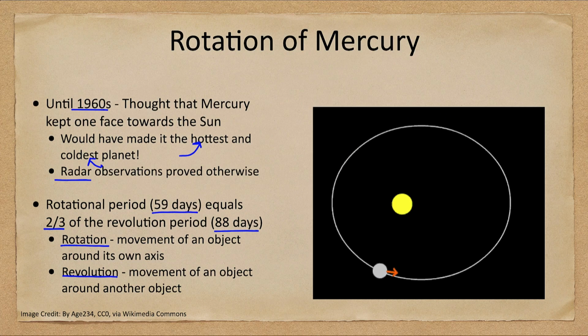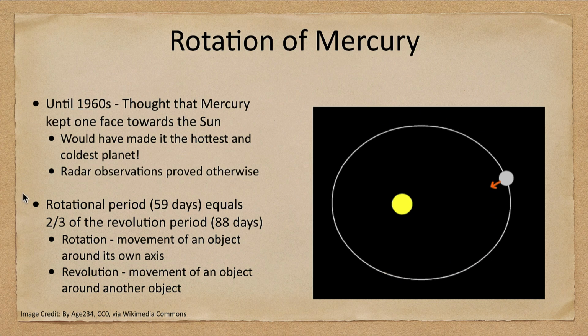Now we often get a 1-to-1 resonance, as we have with our moon, where the rotation and revolution periods are equal. Perhaps because of the higher elliptical orbit, it gets a different resonance here. But that does mean that Mercury is neither the hottest nor the coldest planet in the solar system.